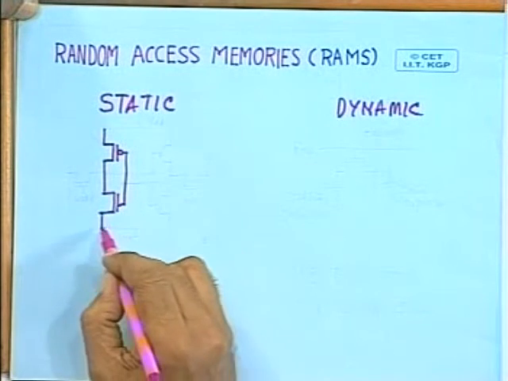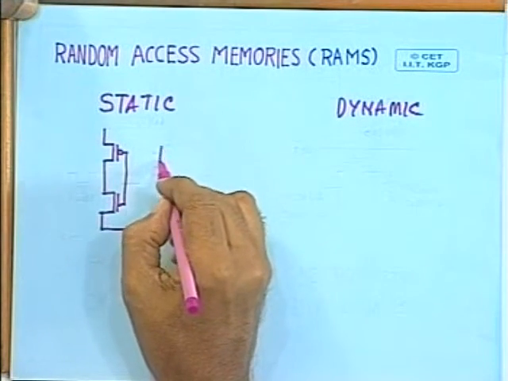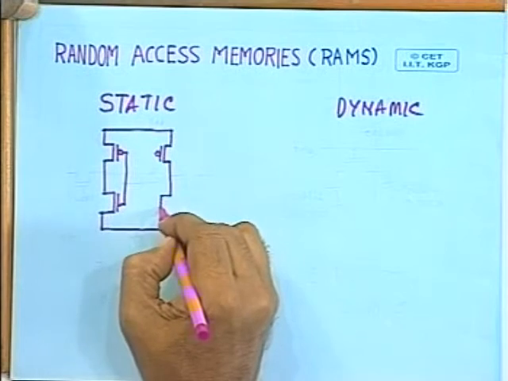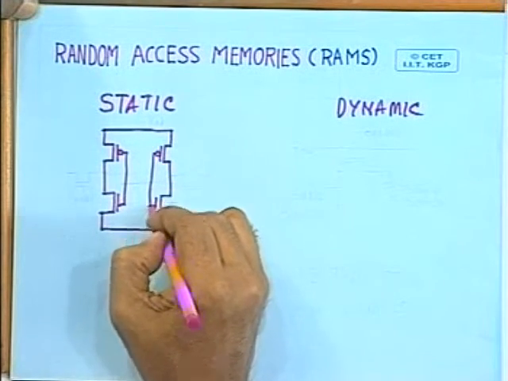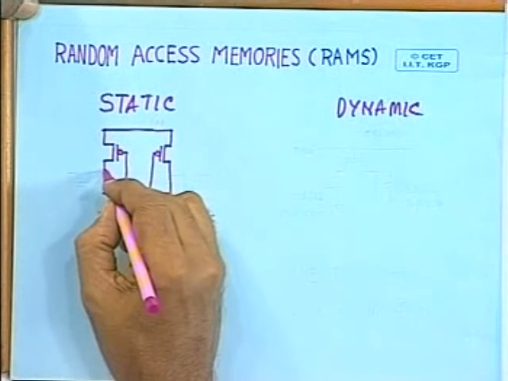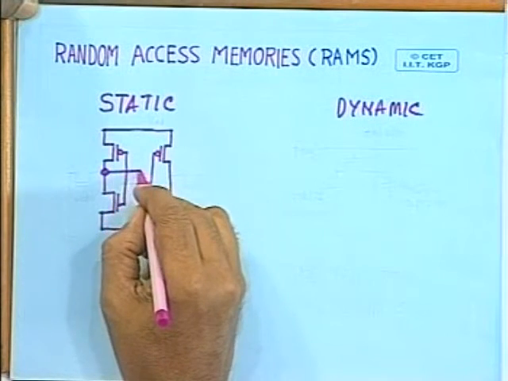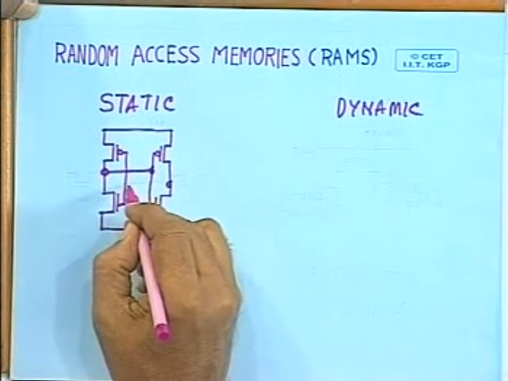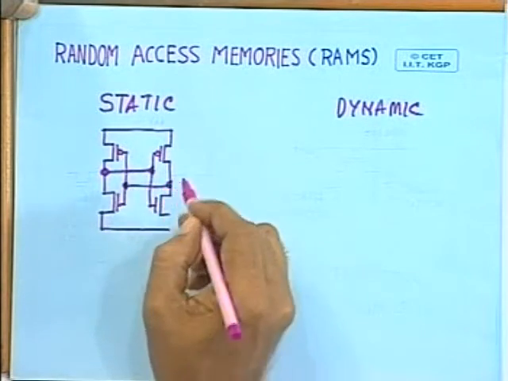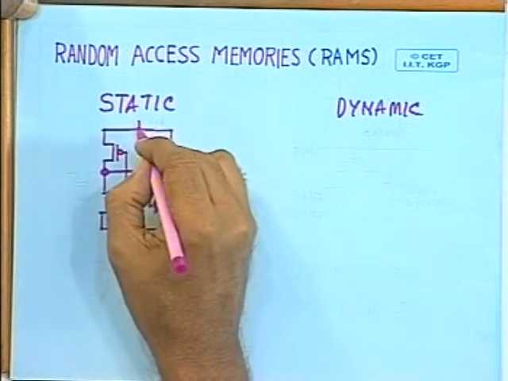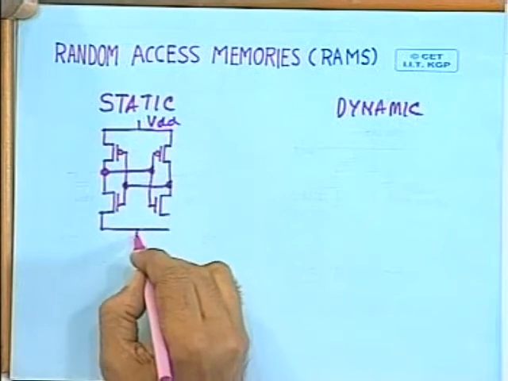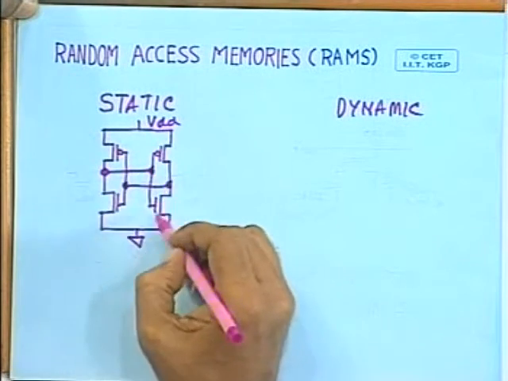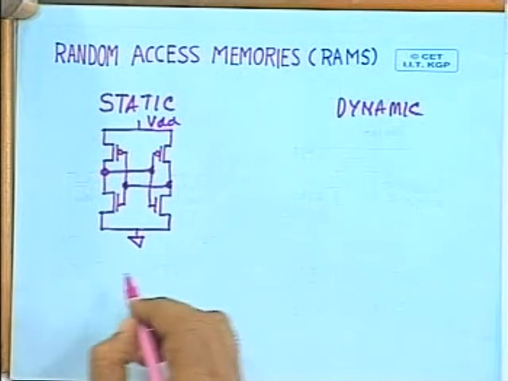You may be knowing, those who have studied VLSI circuits, this is the typical CMOS inverter. Now the CMOS inverters are connected back to back. The output of this is connected to the input of the other inverter, and the output of this inverter is connected to the input of this inverter. So this makes a flip-flop because of the positive feedback. Here is your VDD, supply voltage. Here is your ground. Then you can store either 0 or 1 in this particular flip-flop or static memory cell.